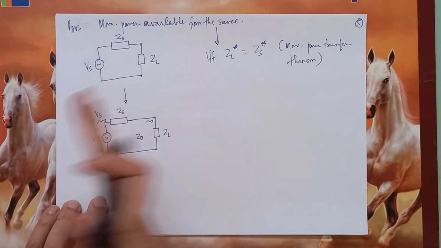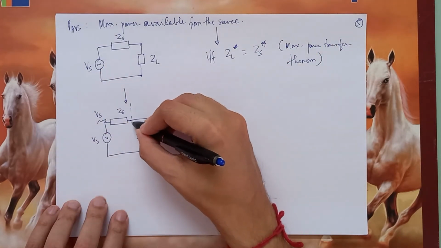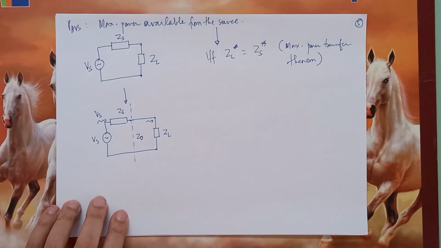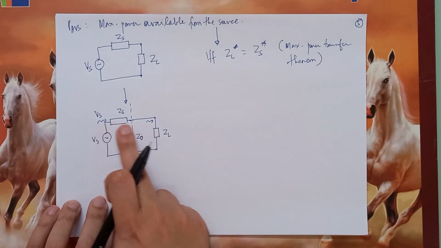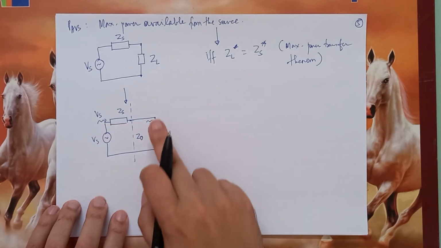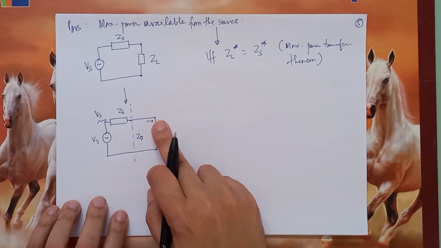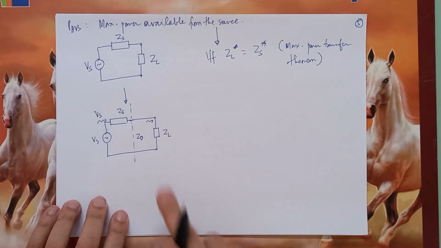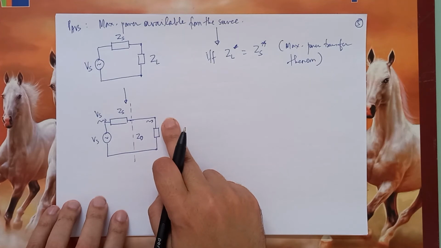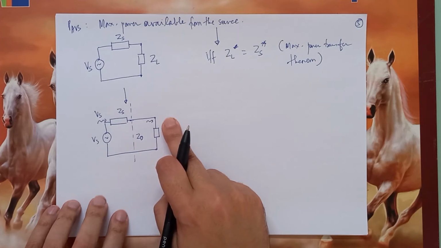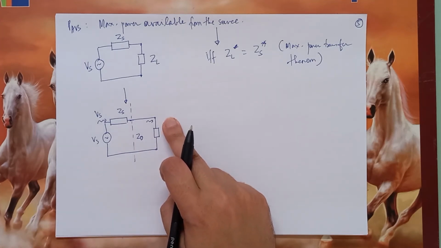So from the source side, we are not talking about the source as a frame of reference. There is a wave that is being generated by this source and coming to the load. So therefore, let us call this the outgoing wave.